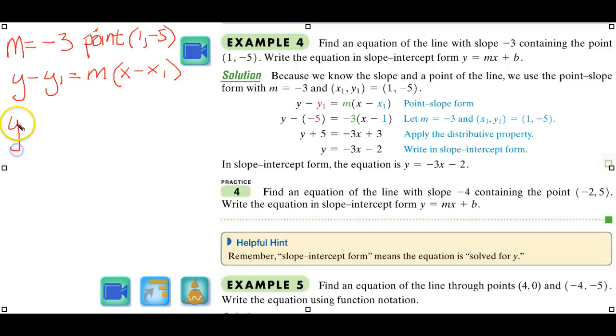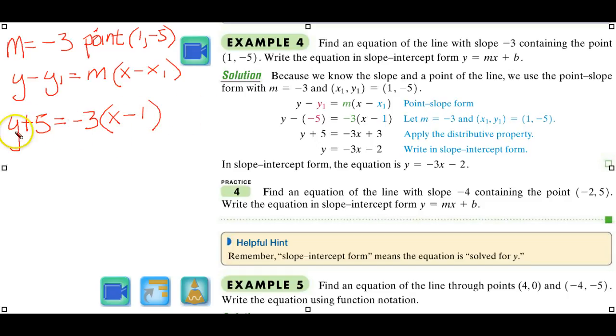So let's substitute. So we get y minus, now our y value is negative 5. So since there's a negative in the formula, we're going to have the opposite here of a negative 5. We'll make this a positive 5. And now we put in our slope, and then x minus is in the formula 1. So that wasn't too hard.